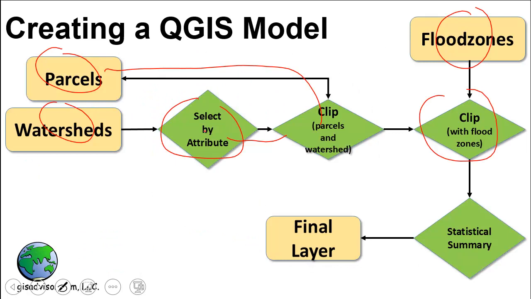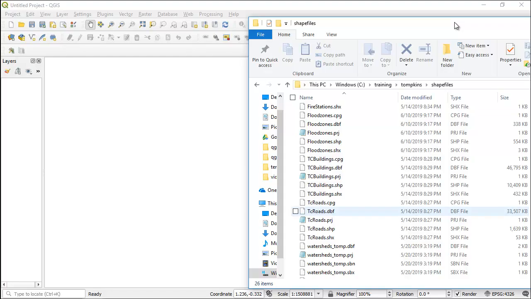And then finally, we're going to run a statistical summary on that data so that we get the final layer as well as a final table that gives us statistical summaries of the parcels that meet the criteria that we were talking about. Well, right now I've got a blank QGIS project, and I'm in our Tompkins shapefile directory.